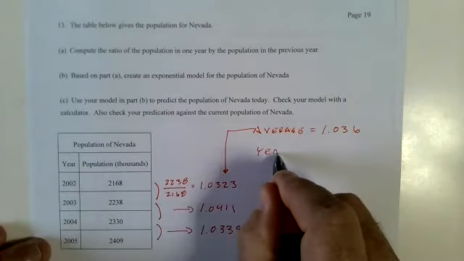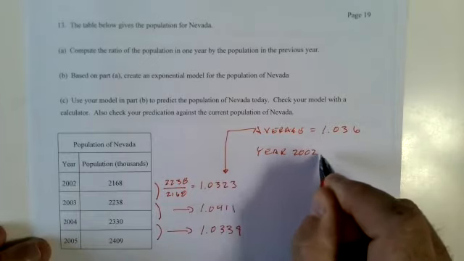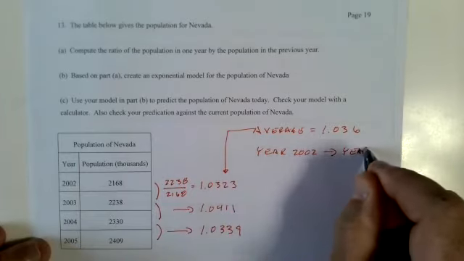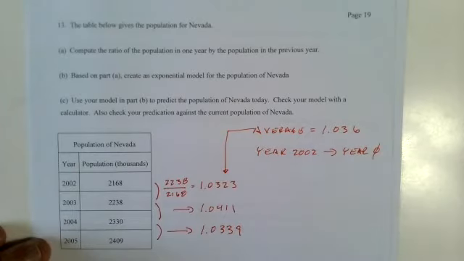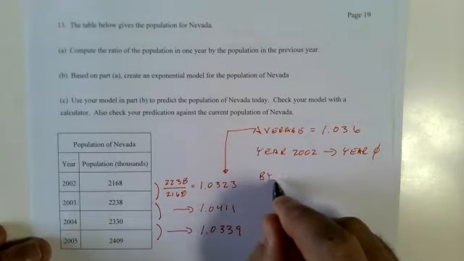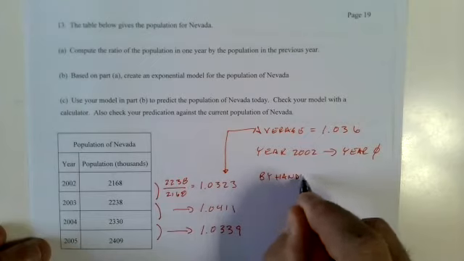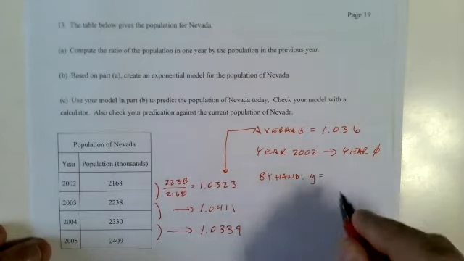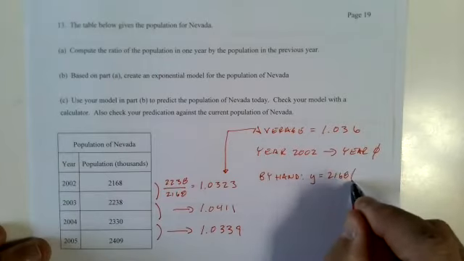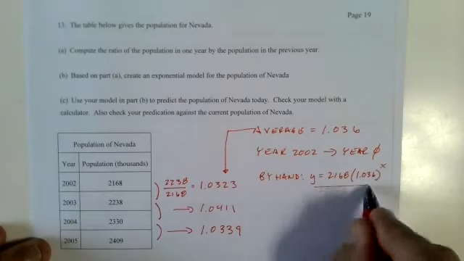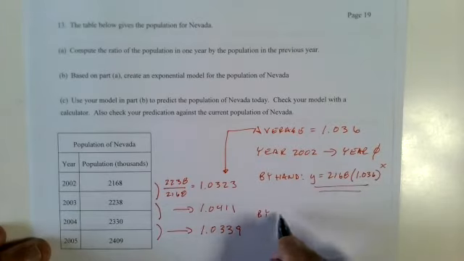Make the year 2002 be year zero. I don't actually write the slashes through my zeros, but thought that one might help. So by hand, 2168 times 1.036 to the x. By calculator.